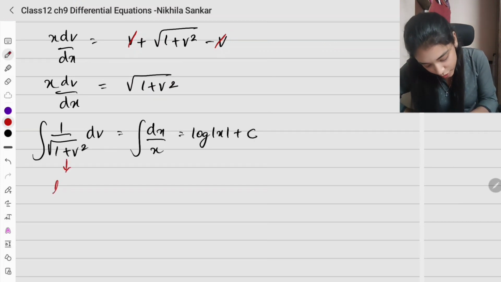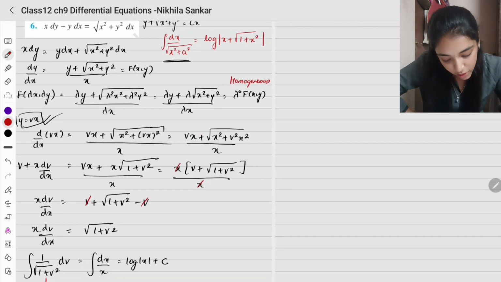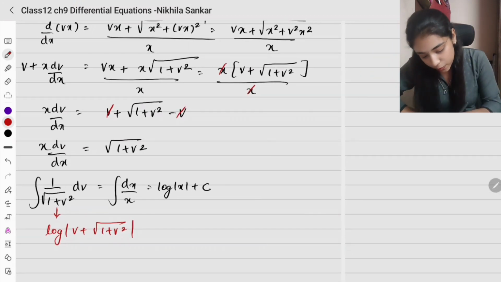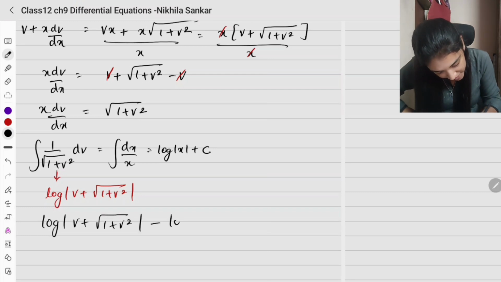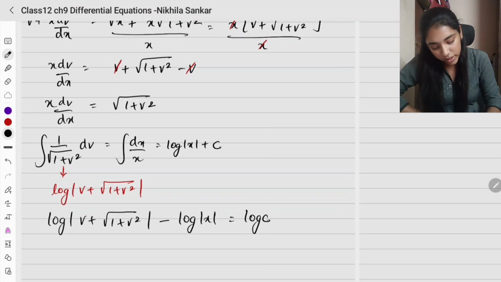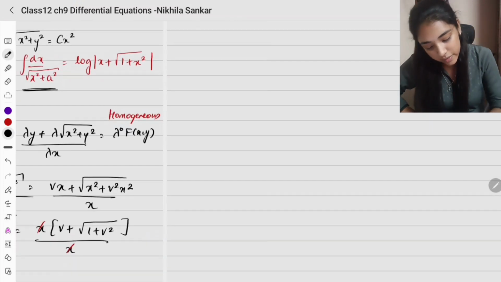இது வந்து எப்படி இருக்க போகுது? It is going to be log of v plus square root of 1 plus v square. Okay, so this is going to be according to the formula. Now, I have log of v plus square root of 1 plus v square minus log mod x equals, இந்த பக்கம் log c எடுத்துக்கலாமா? Okay, now v is substitution. So v equals y divided by x. When I substitute, what do I have?